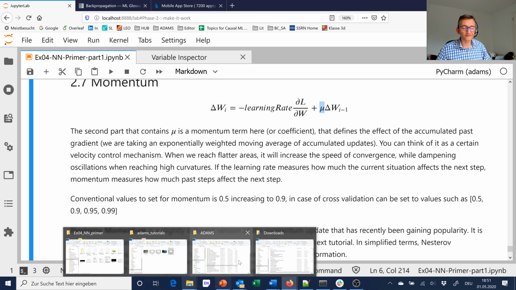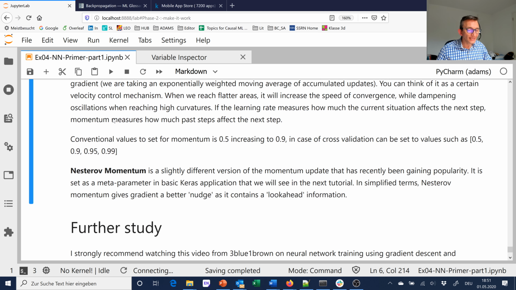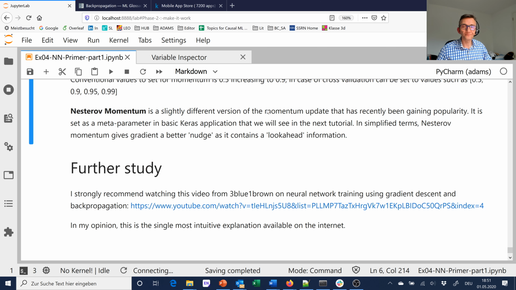That was a bit brief. If interested, have a search on that and look for a tutorial on momentum. Many explanations are available, obviously, either on Towards Data Science and other platforms, also on YouTube, whatever channel you prefer. And you'll see this parameter in future tutorials in the form of Nesterov momentum, which is like a state-of-the-art way to implement that. I have one homework for you.